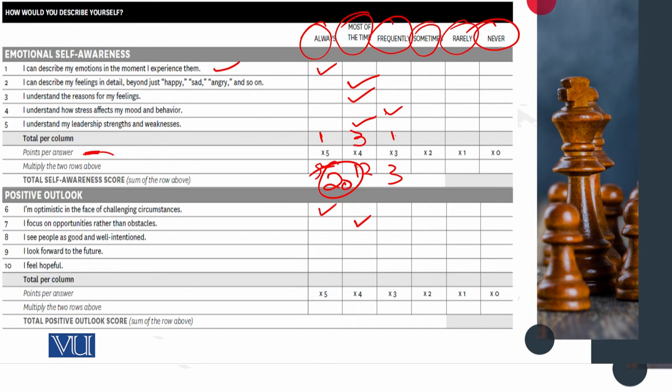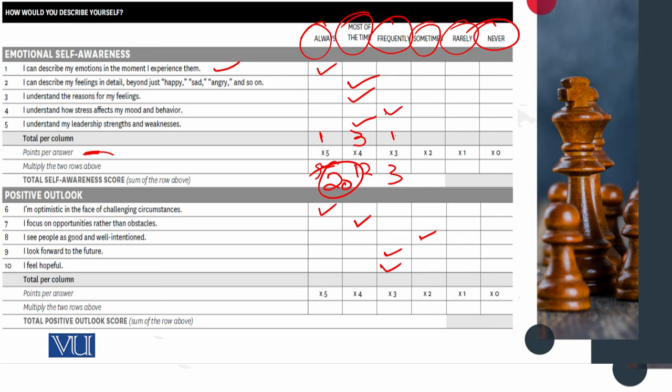Isko hum frequently kar rahe hai. I see people as good and well-intentioned. इसके लिए हम sometimes पे टिक कर लगा रहे हैं. I look forward to the future. Supposedly यहां पर हम इसको मार्क कर रहे हैं. And I feel hopeful. Supposedly हम यहां पर मार्क कर रहे हैं.